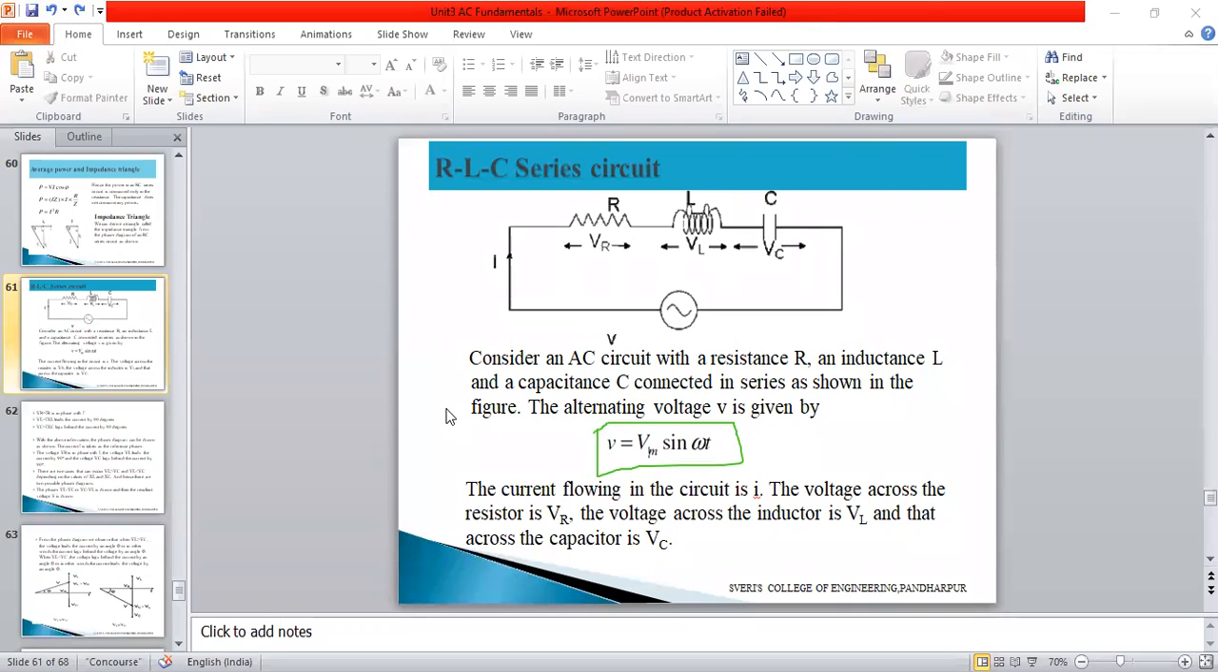For all the R circuit, C circuit, L circuit, RL, RC, RLC, the voltage equation is the same only. Only the current equation and average power will be changed. Yes, average power is changed here. So we'll consider that here now.